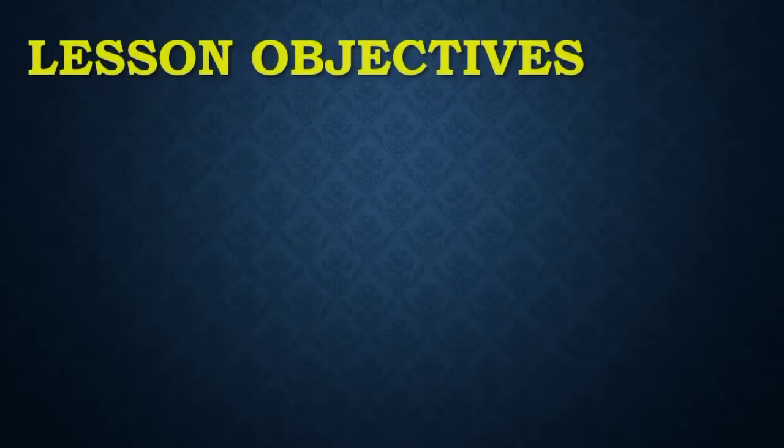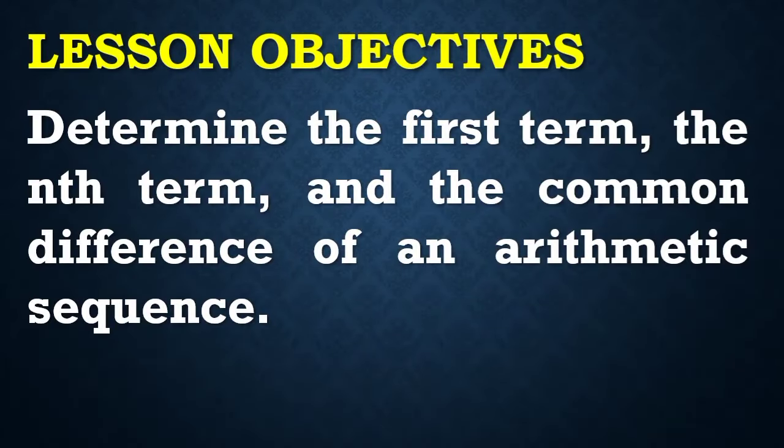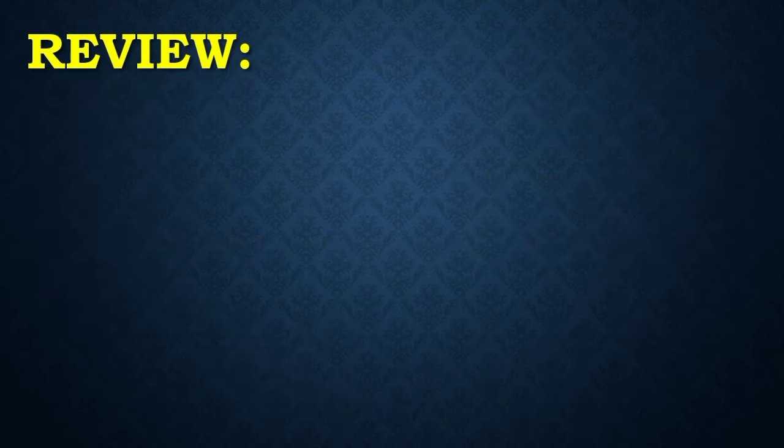So, for our lesson objectives, determine the first term, the nth term, and the common difference of an arithmetic sequence. So, first term, of course, a sub 1, and then the nth term, yung a sub n, and of course, the common difference, we're referring to d. So, let's have a review.